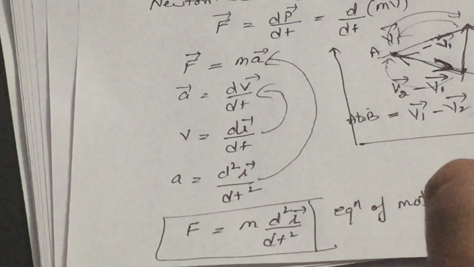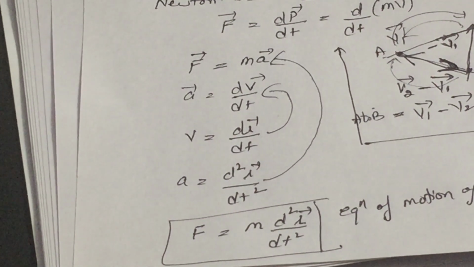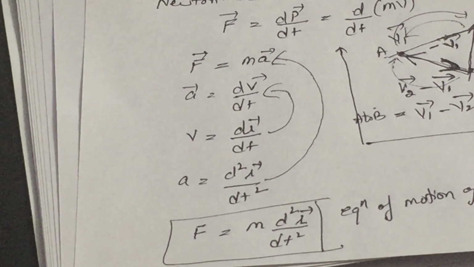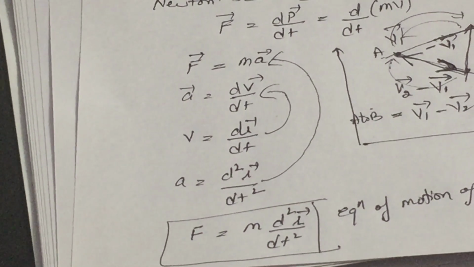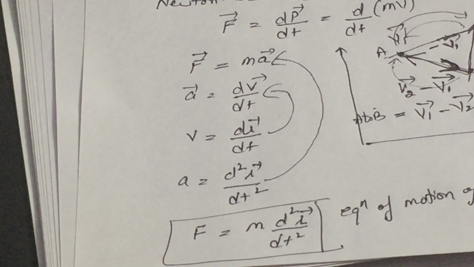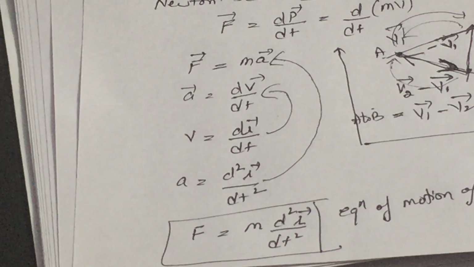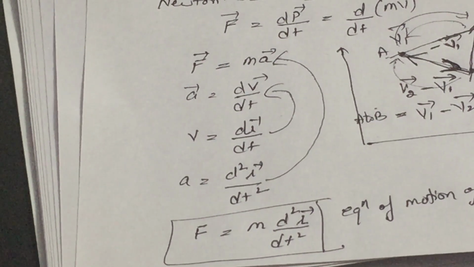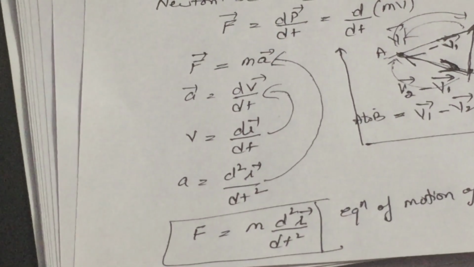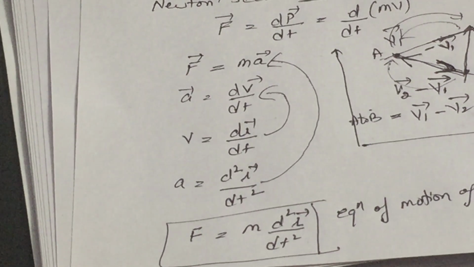It means if a particle is having mass m, at any position A its position vector is r1, and at any time t dash its position vector is r2, and it is moving with velocity v1 at initial position A and with velocity v2 at final position P, then its equation of motion is given by F is equal to m d square r upon dt square.